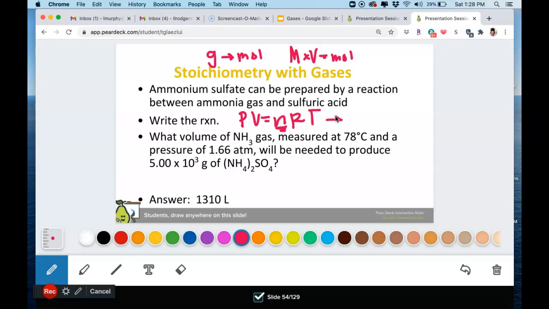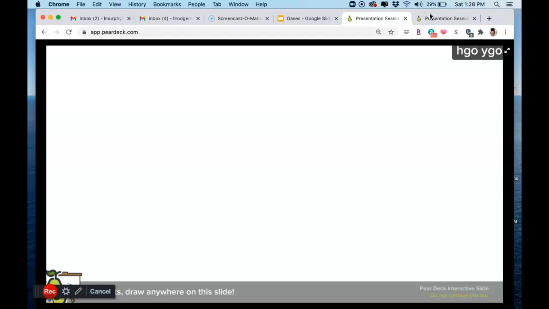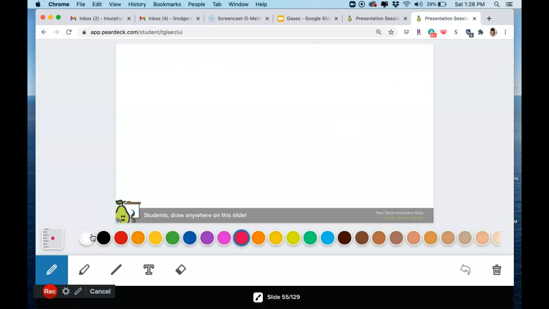Again, remember, this is called the ideal gas law, meaning you can only plug in information about gases here. That's why it's called the ideal gas law. So we're going to make ammonium sulfate by reacting ammonia and sulfuric acid. They ask you what volume of ammonia gas, and they give you a temperature and a pressure, will be needed to produce a certain mass of ammonium sulfate. So here's the answer, we're going to write this out. Ammonia and sulfuric acid react to make ammonium sulfate.